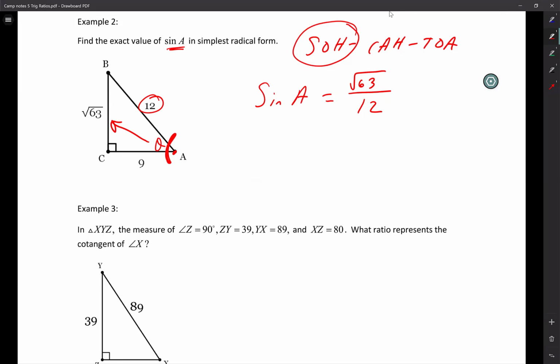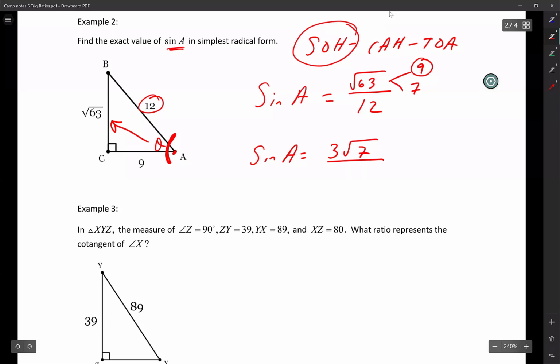We can't leave it like that. 63 breaks down. What times what is 63? I think that is 9 times 7. Yep. The square root of 9 is 3, so I'm going to rewrite sine A equals 3 square root of 7 over 12. And just when we think we're done, look at that 3 and look at that 12. 3 goes into 12 4 times. 3, 6, 9, 12. So finally, sine A is nothing more than square root of 7 over 4.